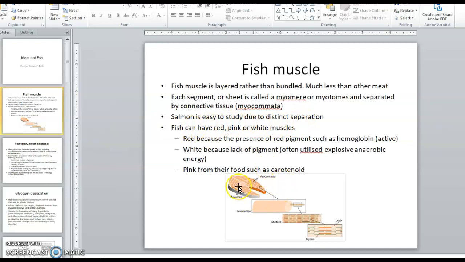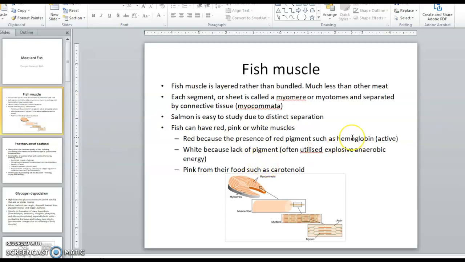Okay. For example, as you can see from this figure, the myocomata is the white lines, the connective tissue that separates the fish muscle, and this pink color is the myomere or the sheet of the fish. Fish can have red, pink or white muscles depending on the fish. The red color is because of the presence of a red pigment such as hemoglobin. White is because of the lack of pigment, often utilized for explosive and anaerobic energy.